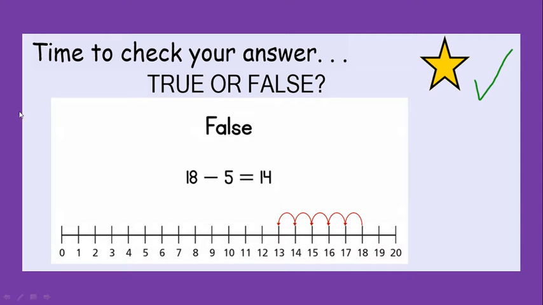Okay, it's false. And if you look here, the question we had was 18 take away 5 is equal to 14. So I've used the number line to show you whether it's true or false. I've started at 18 because that's the number I was given. And then I was told I had to take away 5. Now when you take away on a number line, you are using jumps. So I've taken away 1, I've taken away 2, I've taken away 3, I've taken away 4 and I've taken away 5. So I've done 5 jumps back and it's actually landed me on 13.